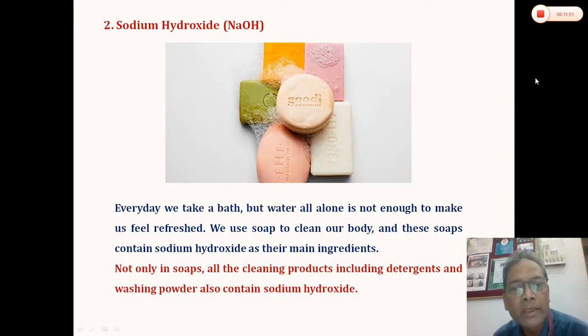Then sodium hydroxide. We are using sodium hydroxide in the preparation of soaps and detergents. Every day we take bath, but water alone is not enough to make us feel refreshed. We use soap to clean our body, and this soap contains sodium hydroxide as its main ingredient. Not only in soaps, all the cleaning products, including detergents and washing powders that we use in daily life, also contain sodium hydroxide.